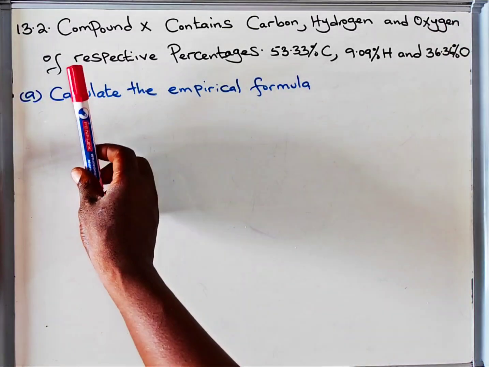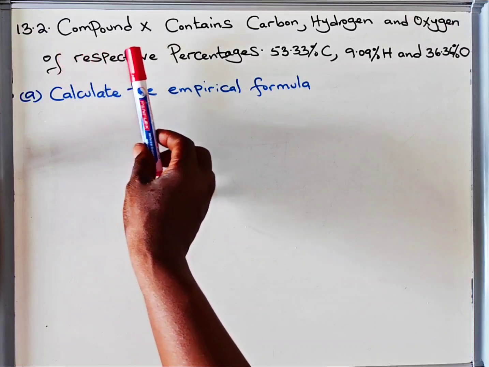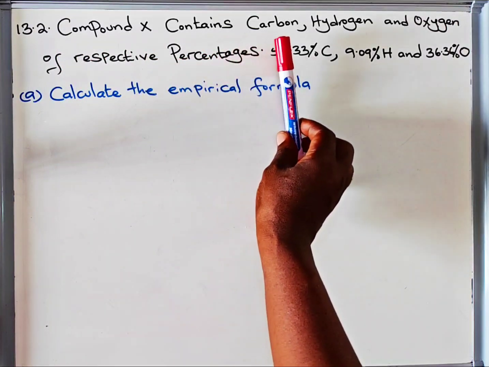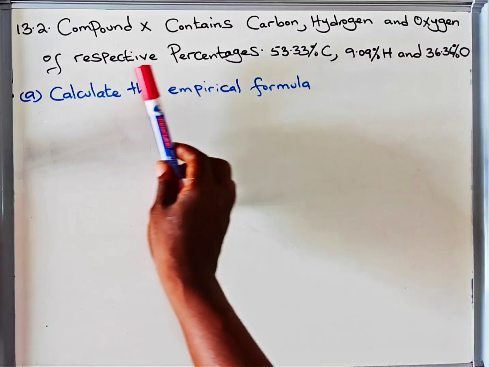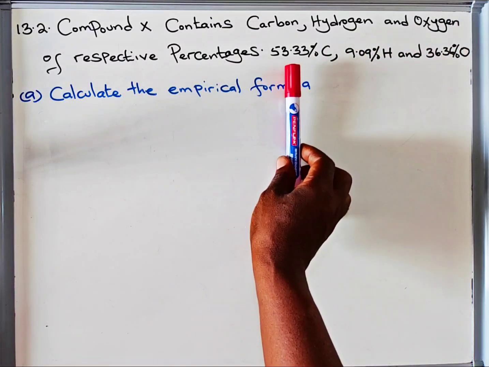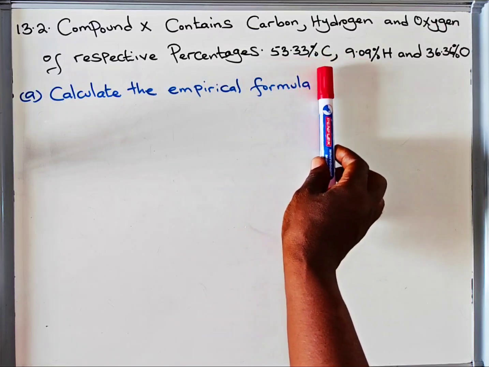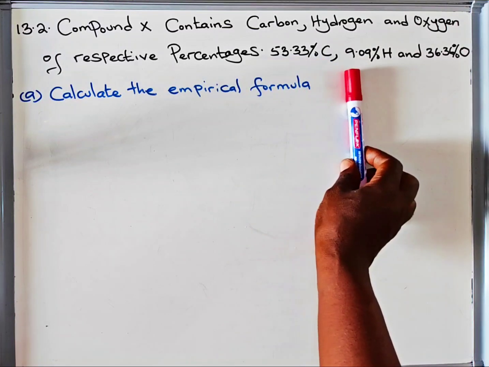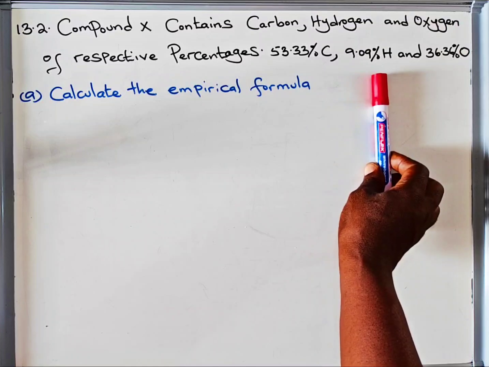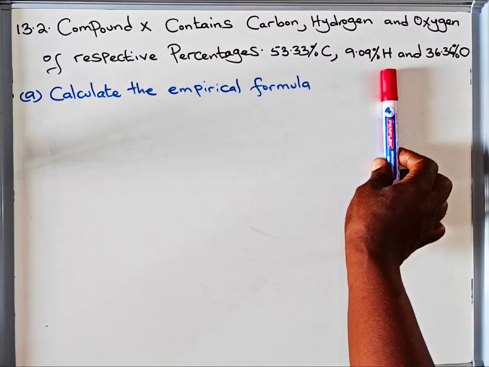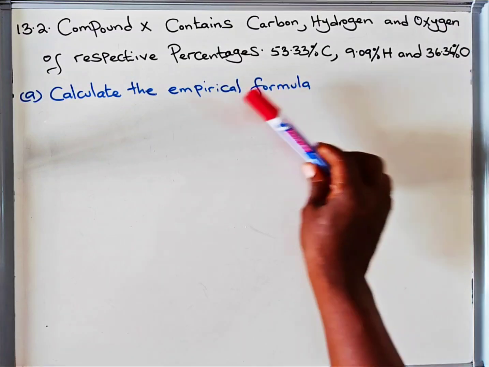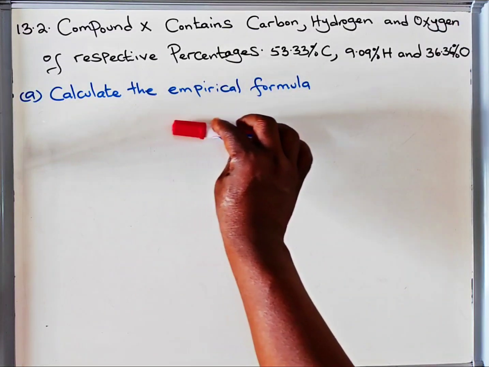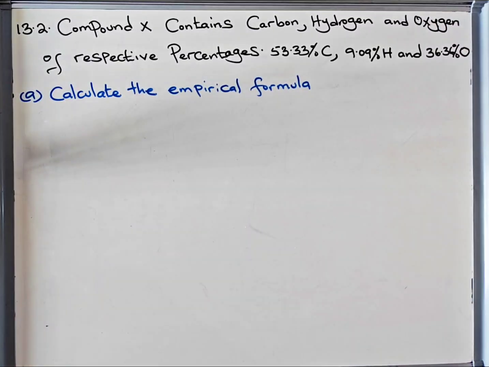Today we are looking at this question. It says that compound X contains carbon, hydrogen, and oxygen of respective percentages 53.33% carbon, 9.09% hydrogen, and 36.36% oxygen. And the question says, calculate the empirical formula. So what do we do?